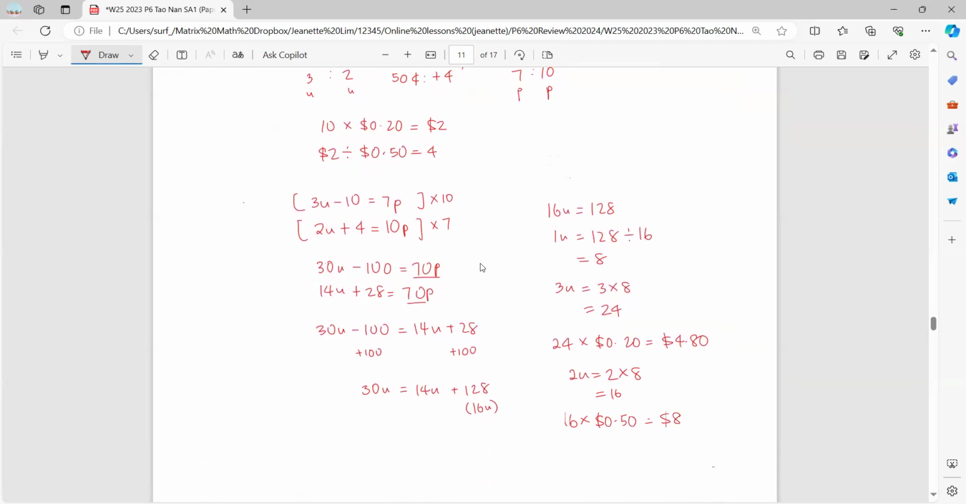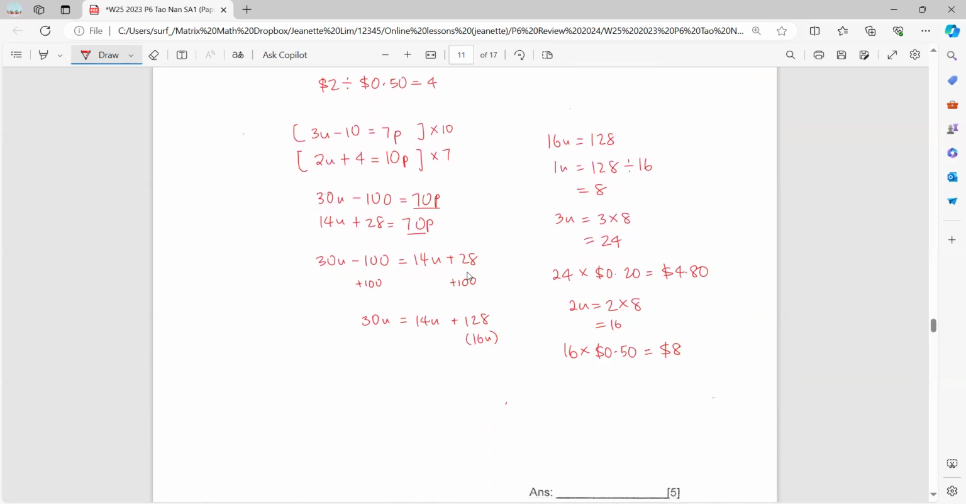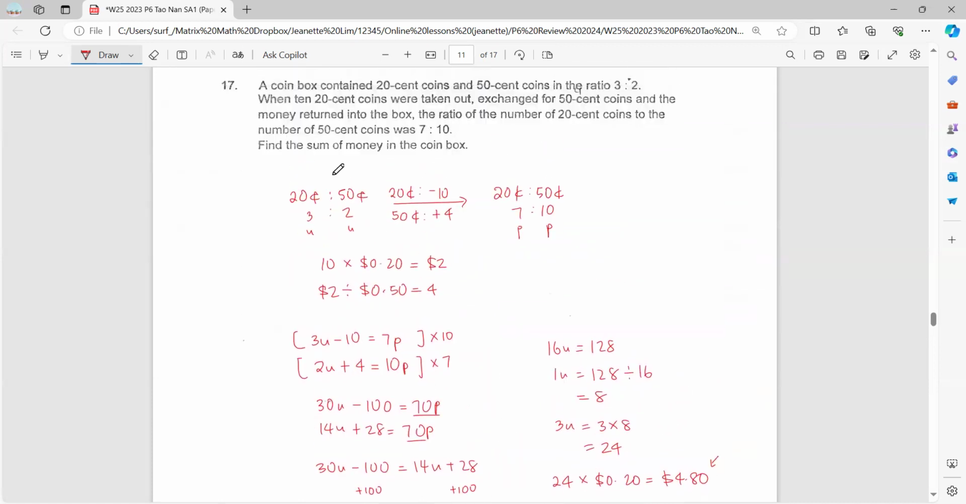which is $8. Now the total value will be $8 plus 480 cents. Okay, we need to add this and this. So the total is $12.80 in the coin box.